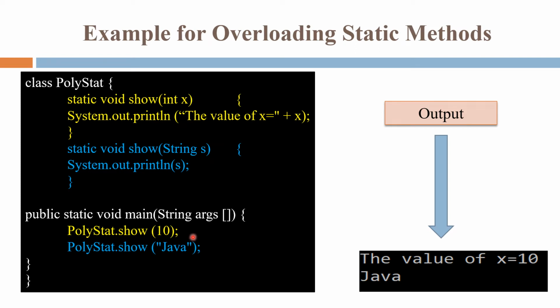And then in the second statement, we are calling again the show method, polystat.show. This time we are passing a string. Because we are passing a string parameter, it will invoke the method definition which is taking a string parameter, and it is printing the string that we have passed. System.out.println, we have passed Java, so it will print Java. That means we have static methods here, and we are calling those static methods by passing the parameters. Here the method calls will be bound to method definition at the compilation time itself. Why? Because these are class methods. So this is an example for compile time polymorphism or static polymorphism.